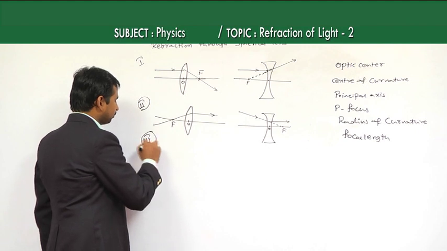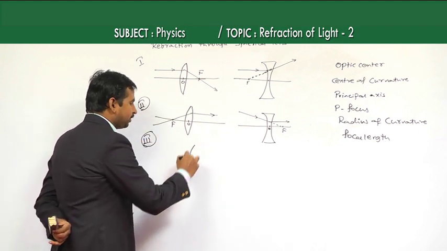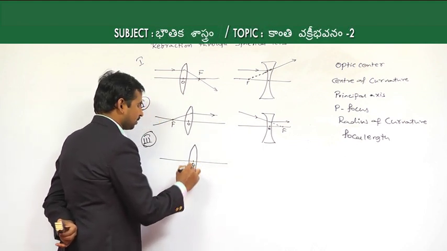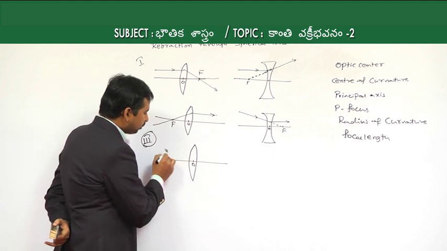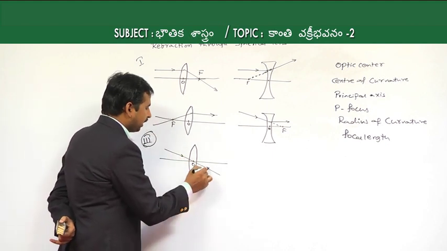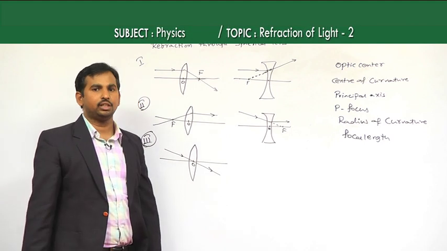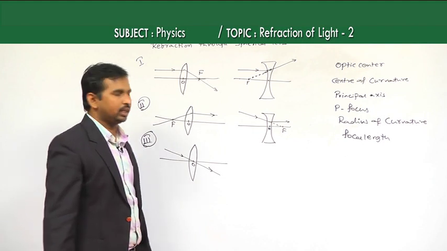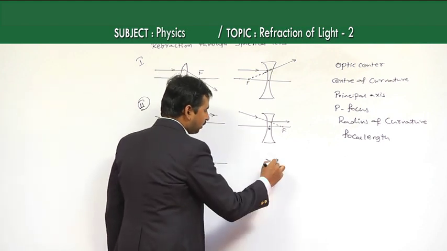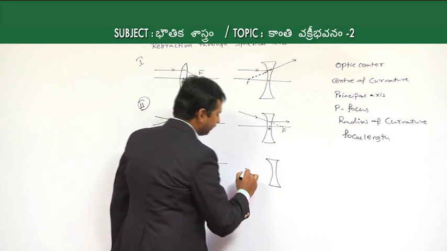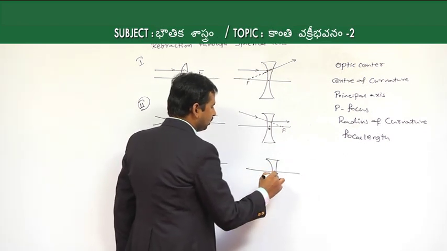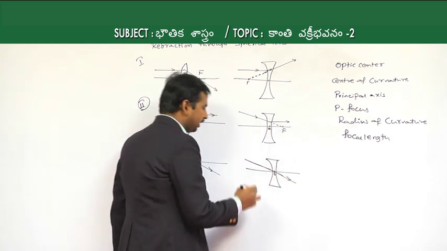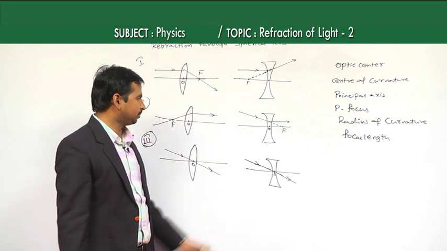Now, here the light ray which is passing through the optic center we are taking, like this. If the light ray is passing through the optic center, it passes there without any deviation. Okay, the light ray is passing through the optic center without any deviation. Even for a concave lens, it is the same. This is the optic center. Any light ray which is passing through that optic center passes without any change in its path. It goes straight there, like this.